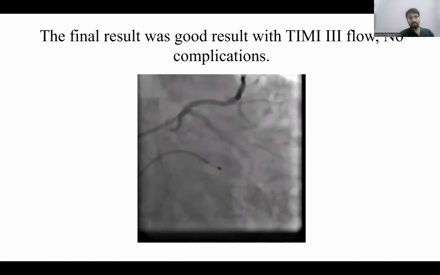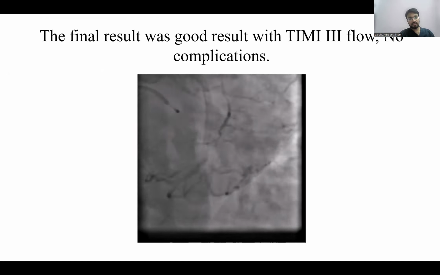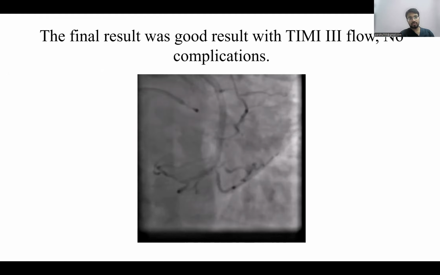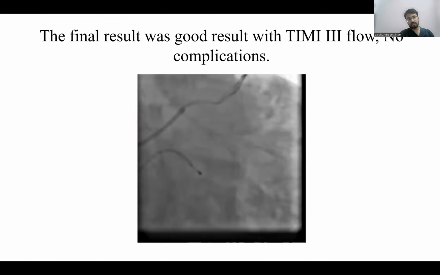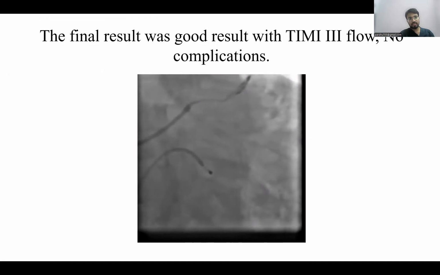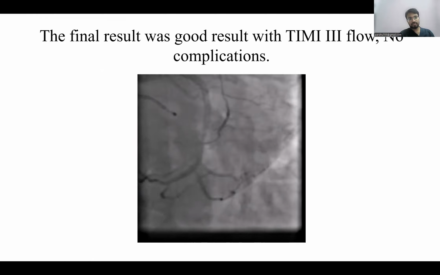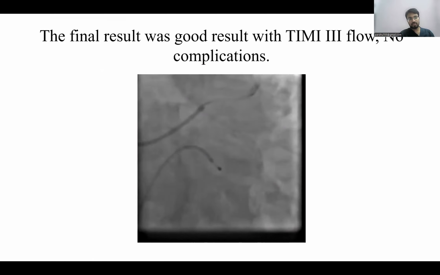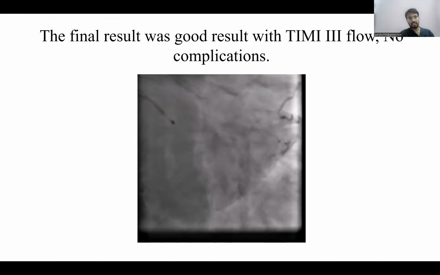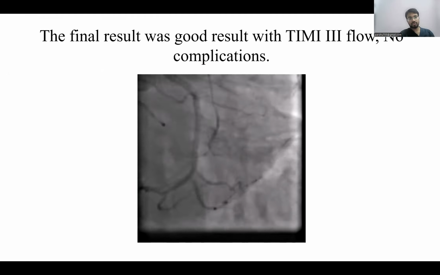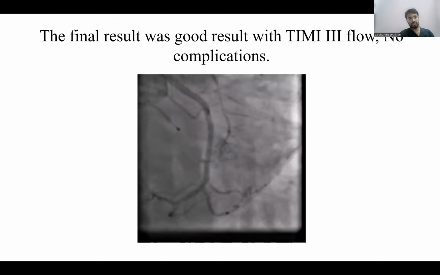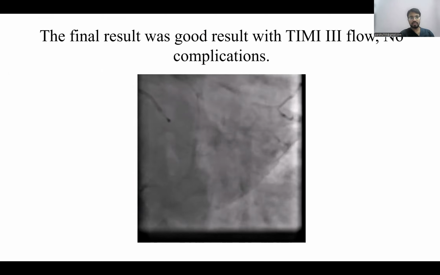So whenever there is an LSD, it's better to pass small size balloons. If you are able to cross with small size balloons, then your job will become very easy. However, if it is not crossing even with a good backup with a guide liner also, then better to go for rotablation, ablate the stent and put a new stent so that you can avoid future restenosis in that crumpled part of the stent. Thank you.